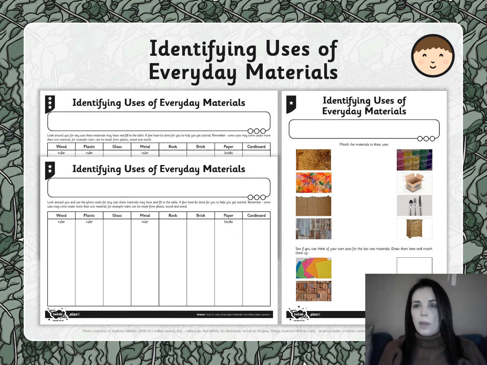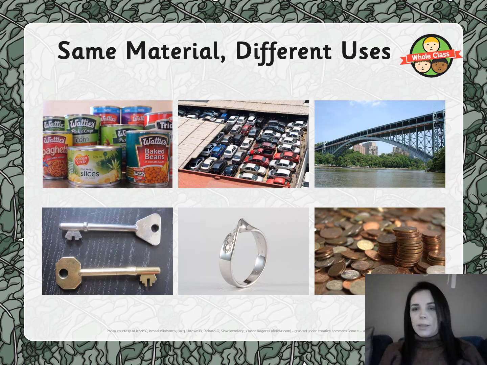Okay, remember that sometimes the same material will have lots of different uses. So here we can see one particular material. We'll give you a chance to have a look at that, and that one particular material is being used in different ways. So there's a can, cars, a bridge, all very different, keys, jewellery and coins. So that's just to show you that one type of material might have lots of different uses.